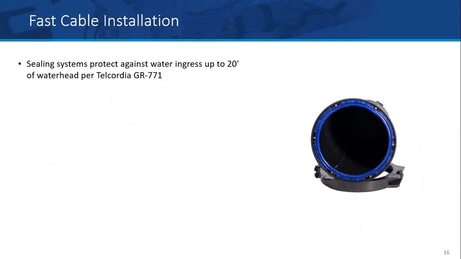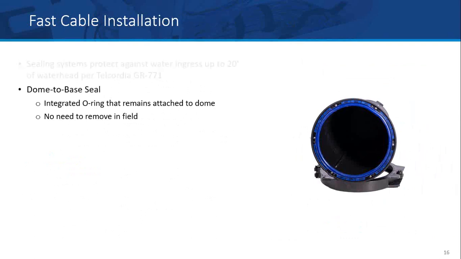The big thing that we see a lot of failures come from is the sealing. If the closure doesn't seal properly, then you get water buildup that can turn into ice that can attenuate fibers. So sealing was priority one when we went through the development of the Apex splice closure. The sealing systems protect up to 20 feet of water ingress per the Telcordia GR-771 standard. And in the picture there, we've integrated the dome to base seal. So there's really two sealing elements.